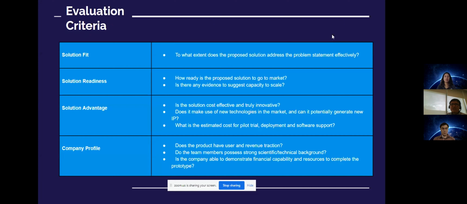So what is the evaluation criteria? This is just a cookie cutter template taken from the IMDA website. What is the solution fit? Basically a non-intrusive, seamless experience for the passenger in an airport, with accurate and quick acquisition of data. How fast can we go to market with this solution? Is the solution really innovative? What is the associated cost with it? And of course, with this kind of difficult problem, we expect members with a strong scientific and technical background in sensors.